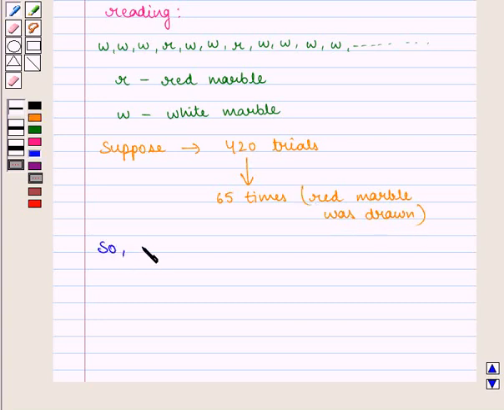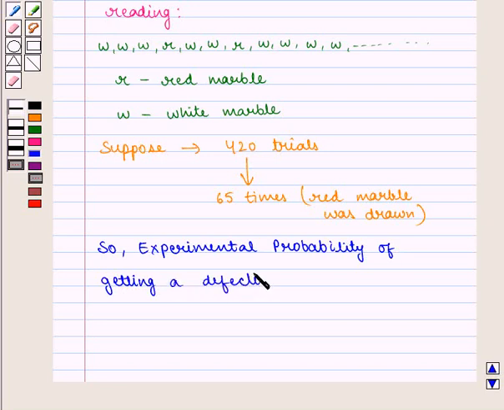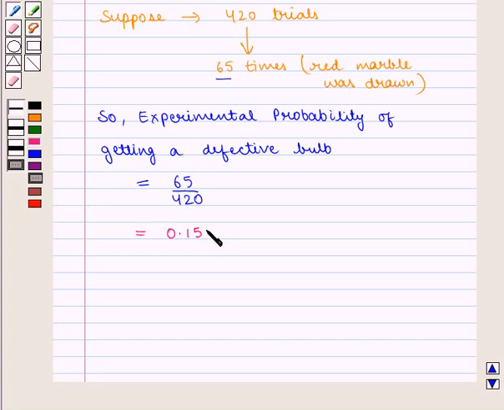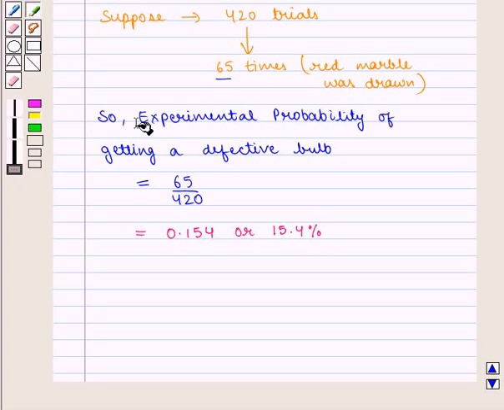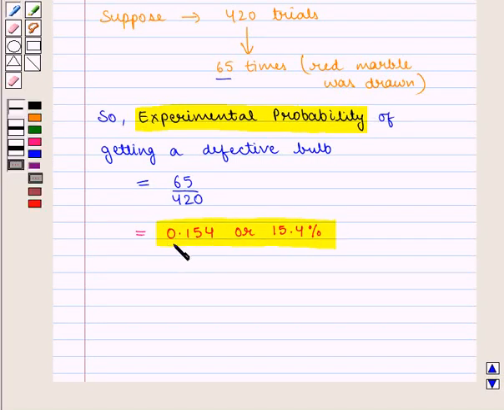So, experimental probability of getting a defective bulb will be given by 65 upon 420 using the same formula, that is favorable outcomes upon total outcomes, and this is equal to 0.154, or can be written in percentage form as 15.4%. So we can say experimental probability of getting a defective bulb is given by 0.154 or 15.4%, which is the required answer.